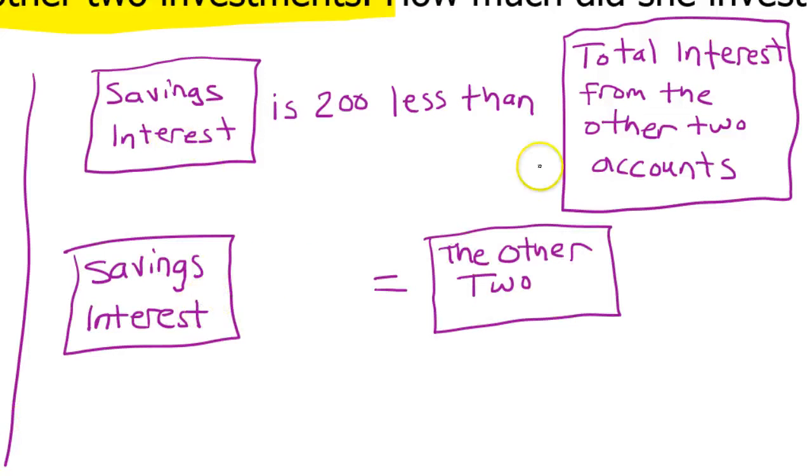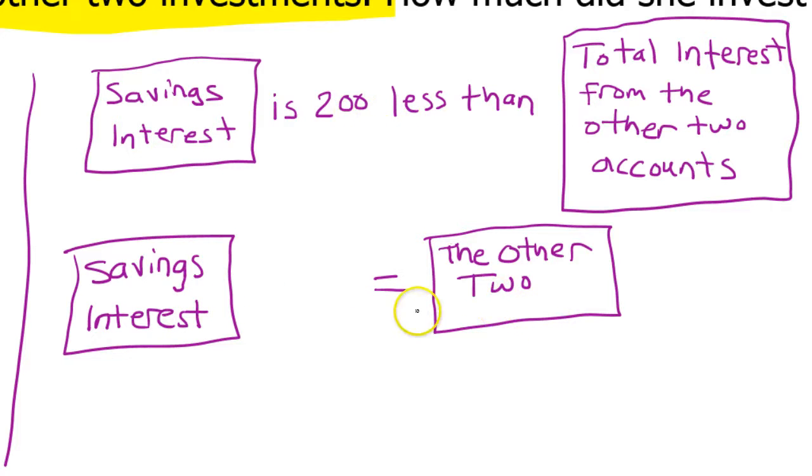Now, I'm working towards forming this into an equation, and I'm not finished with this version yet because I haven't done anything with the 200 yet. I want to convert these words into a mathematical expression. So the savings interest, of course, does not equal the other two. It is $200 less. So when you build an equation, the left side has to equal the right side.